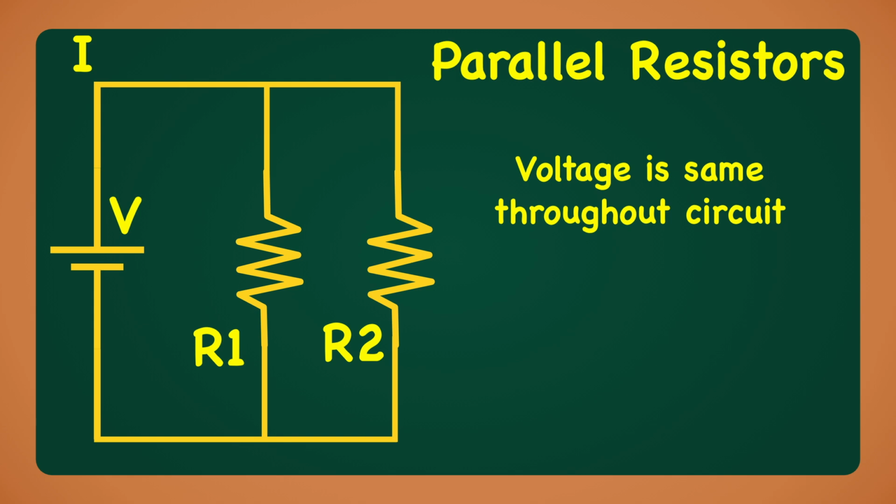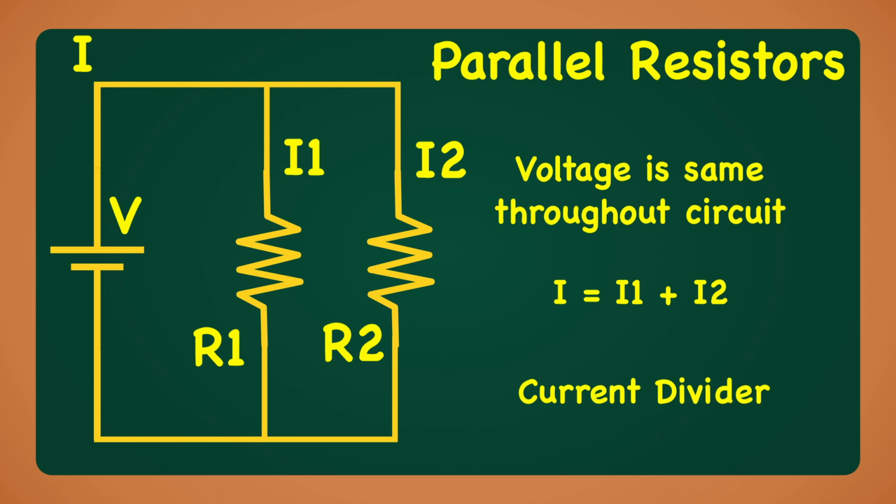Because each resistor is connected directly across the battery, the voltage across each resistor is the same as the battery voltage. The current, however, is divided between the two branches. Some current flows through R1 and the rest flows through R2. The amount of current flowing through each branch depends on the value of its resistance. Lower resistance allows more current to flow, while higher resistance allows less current to flow. And the sum of the current through R1 and the current through R2 equals the total current in the circuit. For that reason, a parallel circuit is often called a current divider.